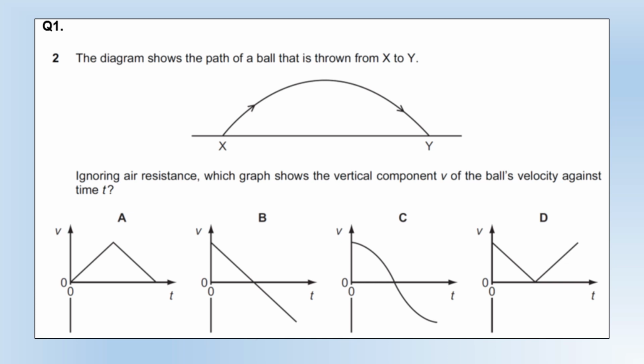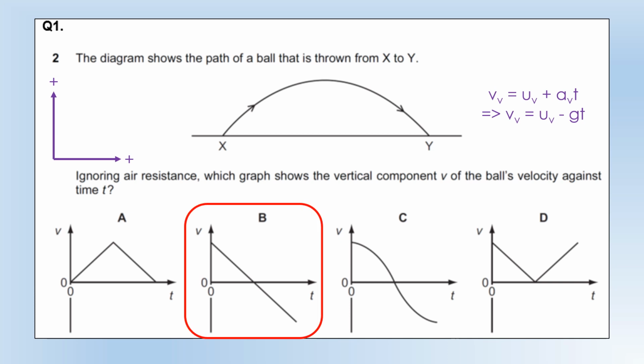Okay, so I'm going to use SUVAT to do this. So first of all, let's define my positive directions, upward and to the right. And then we're going to express the final speed, or the speed at any point, in terms of the initial velocity and the vertical acceleration, which is 9.81 downwards. So you can see the velocity graph should have a y-intercept and have a constant negative gradient of 9.81. So that's got to be option B.